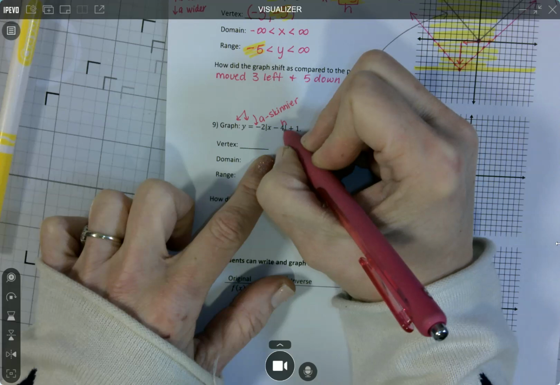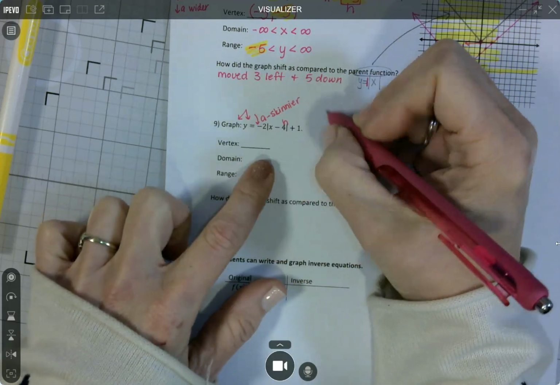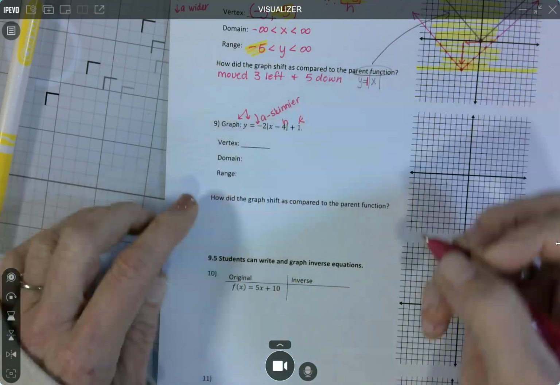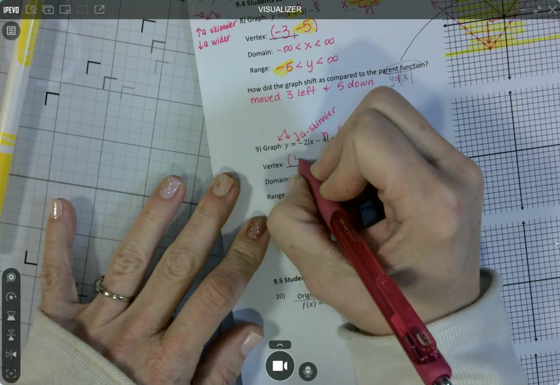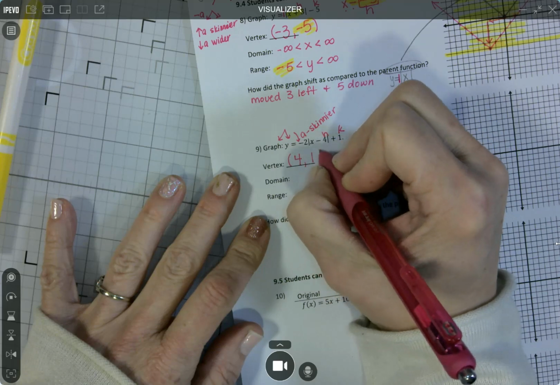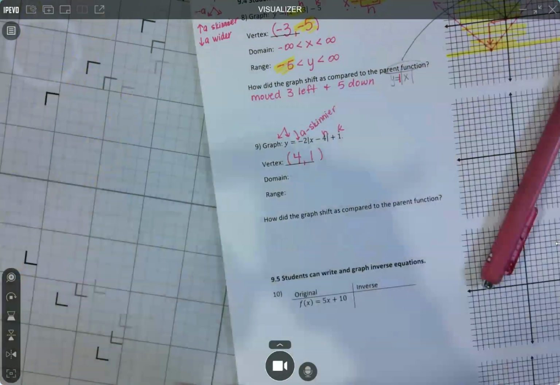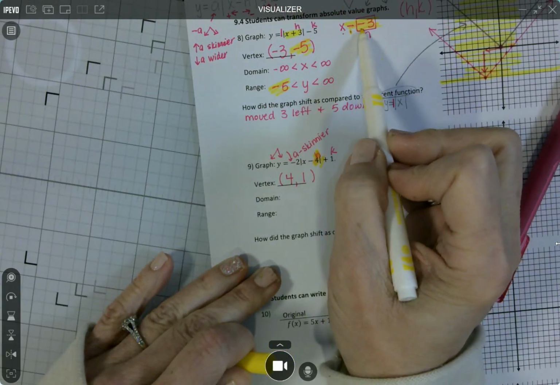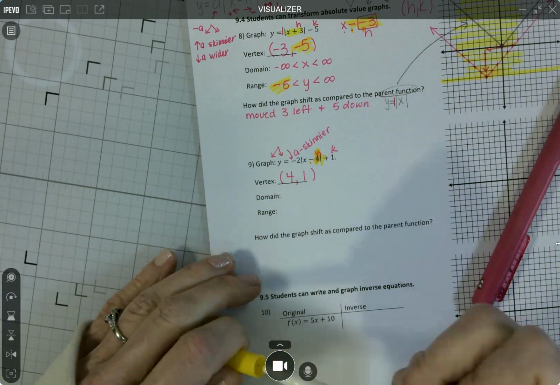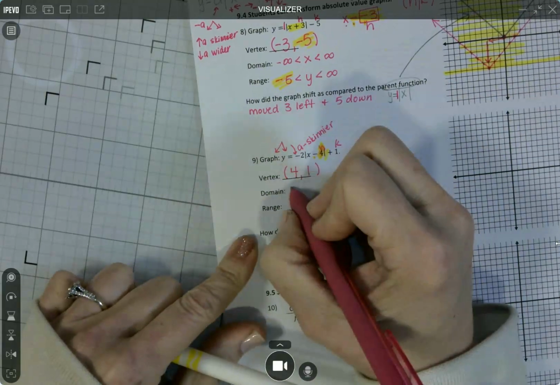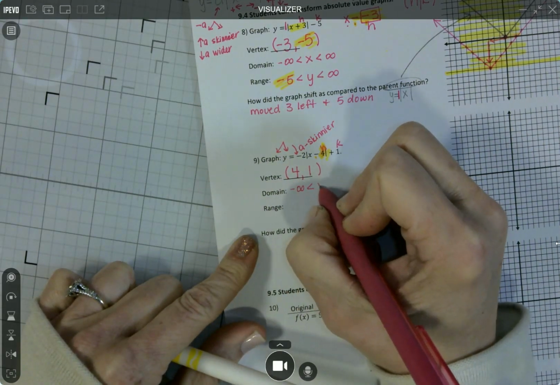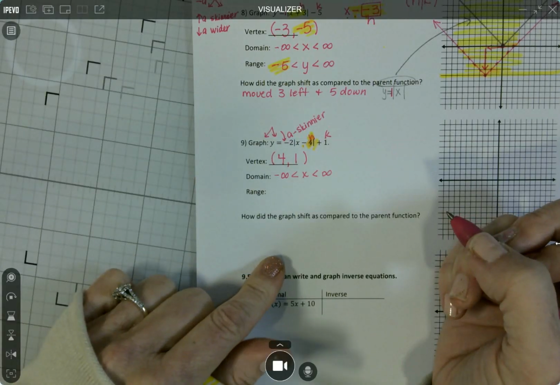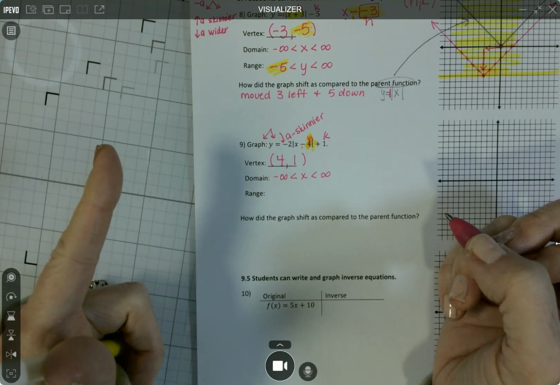This is H, just the 4, okay? So remember, X minus H, and then this is K. All right, so my vertex is a +4 and a +1. All right, just this is the H. Not like up here where we're subtracting a negative. Here we're subtracting H, so that is your vertex. Your domain is still negative to positive infinity. And now we're going to go figure out our range. Can you predict what the range will be?